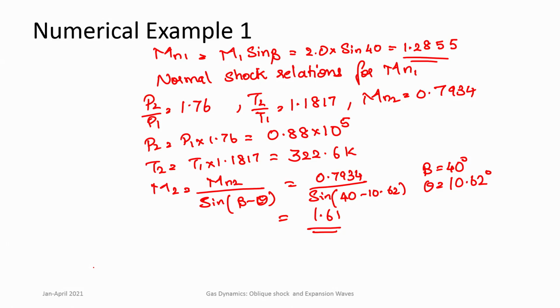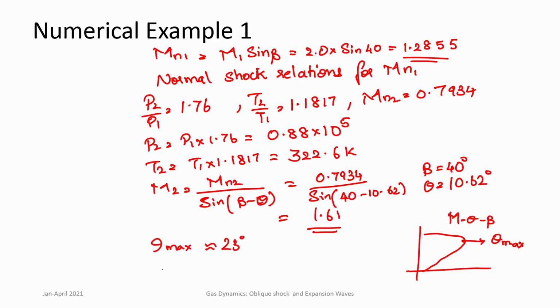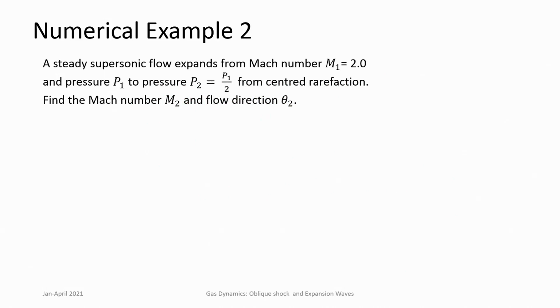Now the last question is, what is the maximum deflection angle at which the flow remains attached to the wedge? Again you can look at the M theta beta charts or tables, look at the graph of M theta beta, and find out the maximum angle. This is the maximum angle, theta max. It has to be read out for a particular Mach number. So for a Mach number of 2, this theta max is close to 23 degrees. So this is how you can solve this particular problem. It's a direct problem on oblique shock waves over wedges. Now let us look at the next numerical example.